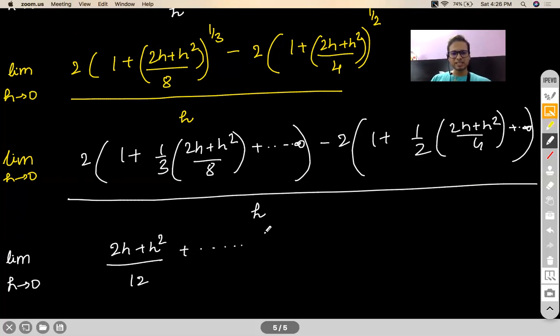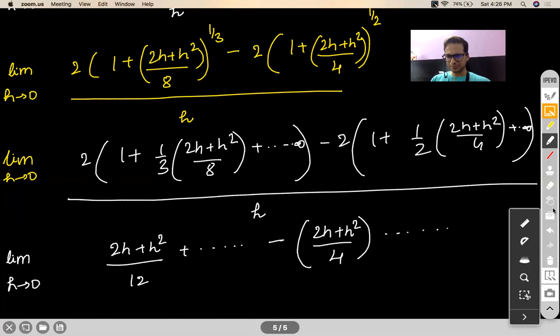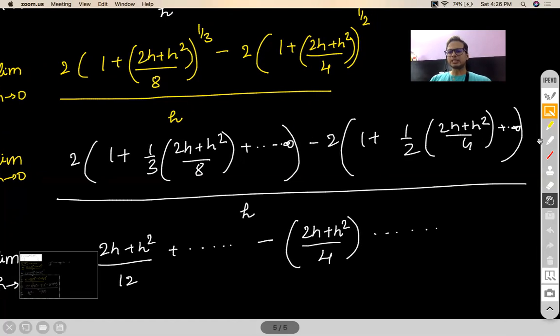And there would be other terms which I will not be writing. Here also, I'll get minus 2h plus h square by 4. And again, there would be other terms which I'm not writing. Or you can just write. Let me write that in the next step.